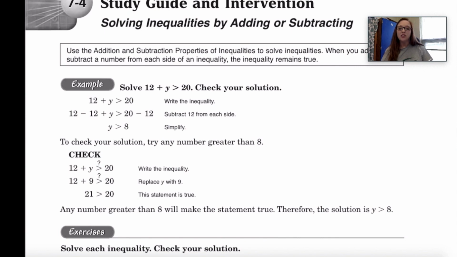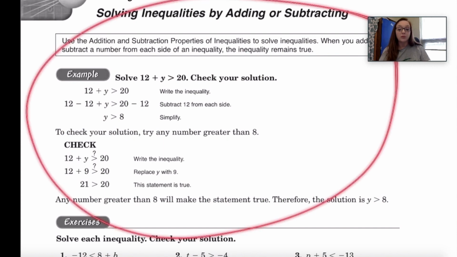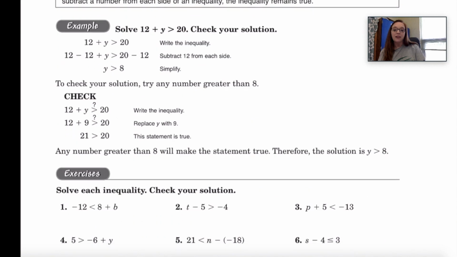Today's lesson is on solving inequalities by adding or subtracting. Before you begin, you're going to need to read through this information. So pause the video and do that now. Great. Now we'll work on some exercises.